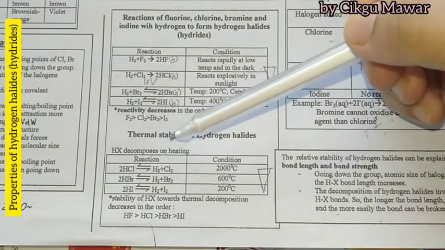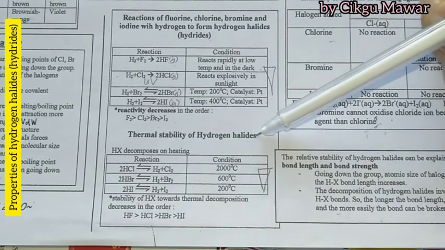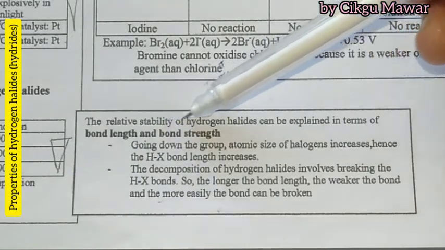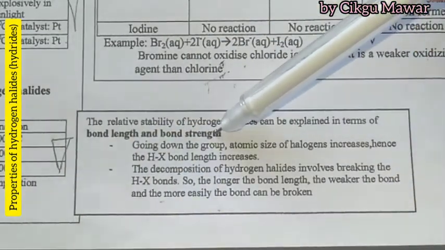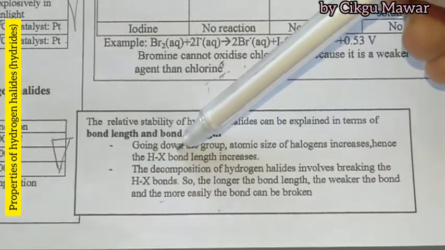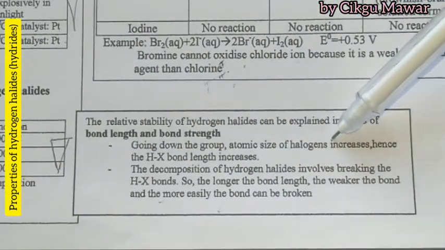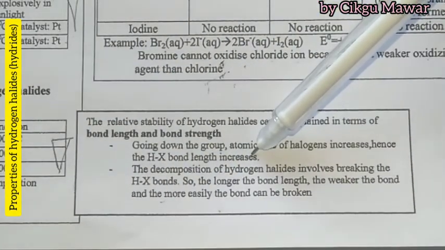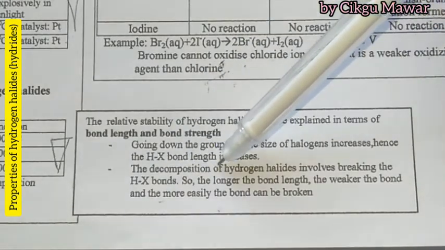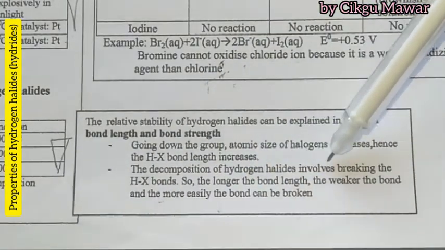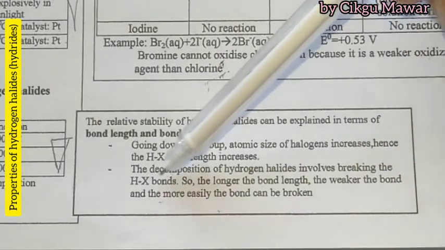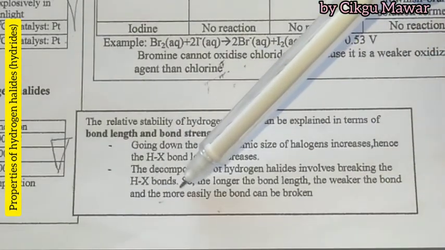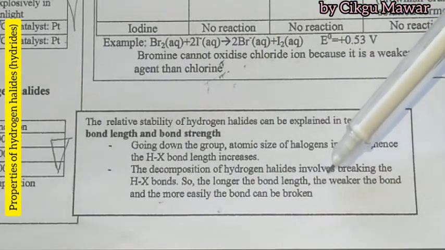When we explain the thermal stability of hydrogen halides, since they are covalent compounds, we must refer to the bond length and bond strength. When going down the group, the atomic size of the halogen increases, hence the HX bond length increases. The decomposition of hydrogen halides involves breaking the HX bond. So the longer the bond length, the weaker the bond, and the more easily the bond can be broken.